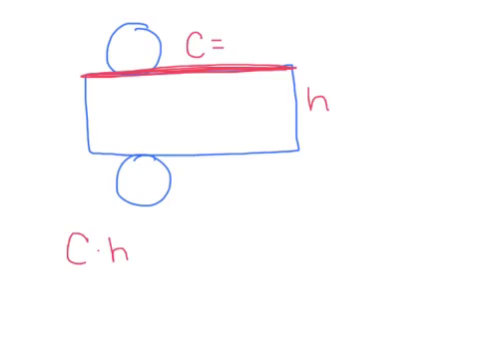Which is what I was showing you when I was showing you how to unwrap that triangular prism. It's just the perimeter of the base times the height. If you wanted the entire surface area, then you would add on 2 times the area of the circle. But in that last problem, you didn't need this piece of it.